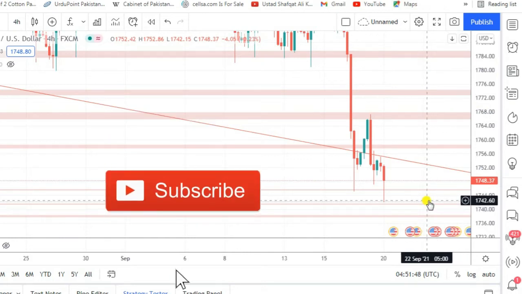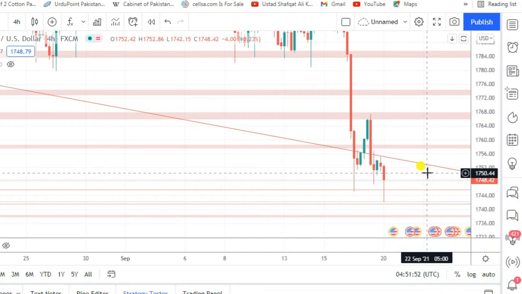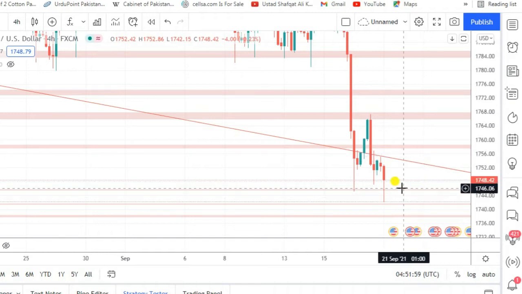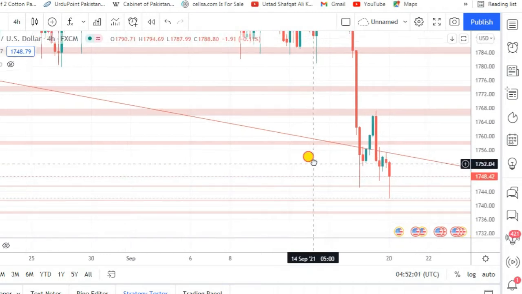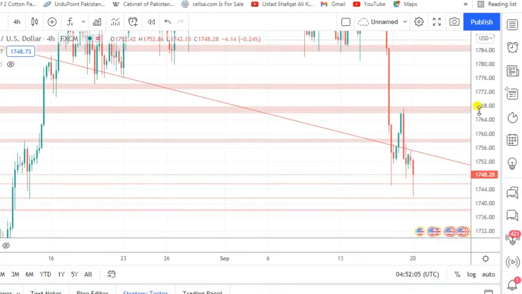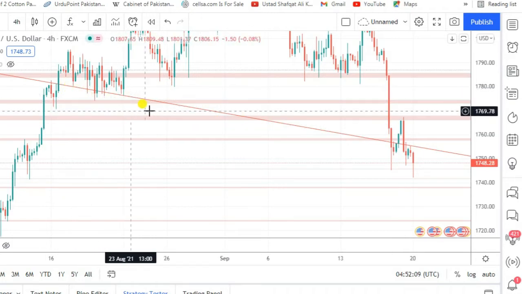Actually, we opened a buy trade at 1743. Our first target was 1750, and hopefully we achieved our take profit, and our second target was 1760. But we have also held one small trade for the 1760 area, but let's see what happens next. Here you can see that this trend line is very perfectly drawn.